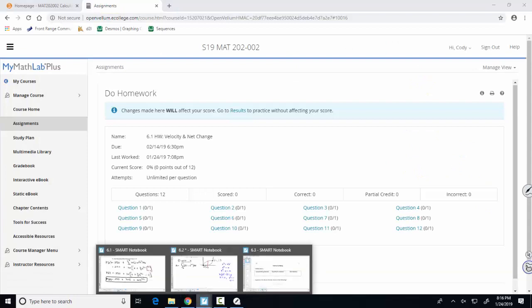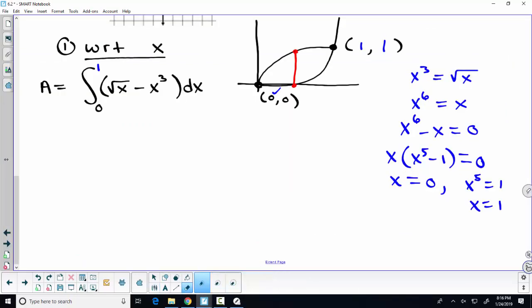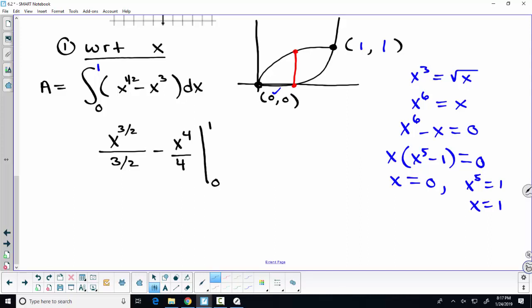So here, preparing to integrate that, let's write that as x to the 1/2, top minus the bottom. So remember that you're going to add 1 to this power. So we have x to the 3/2, and then we divide by the same result. So x to the 3/2 divided by 3/2 is 2/3 x to the 3/2 minus x to the 4th over 4, from 0 to 1. So that's just 2/3 minus a 4th. 5/12.